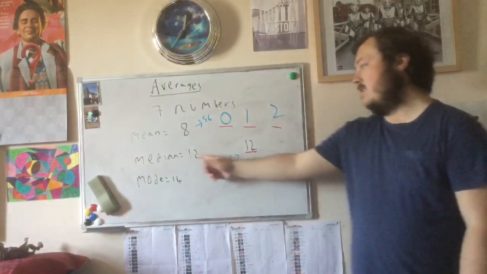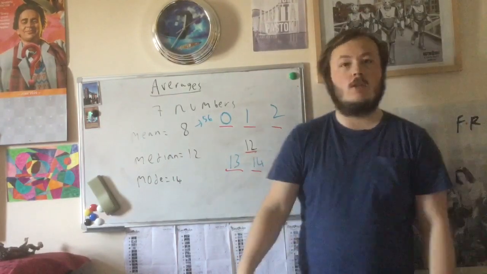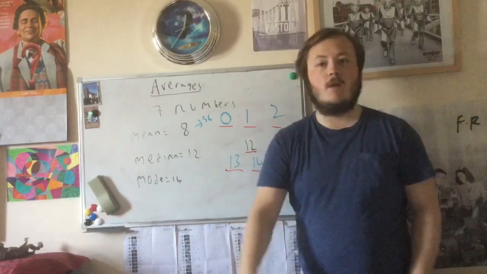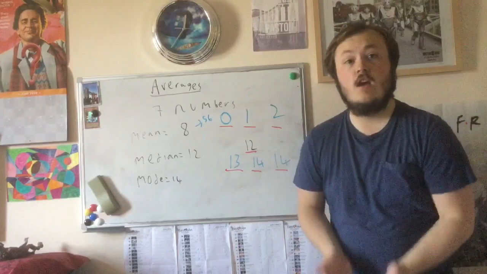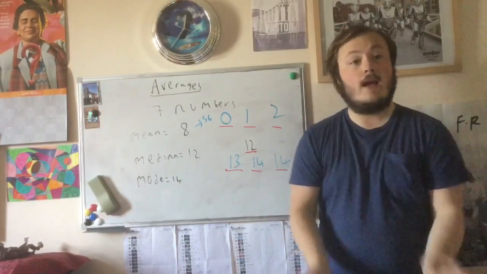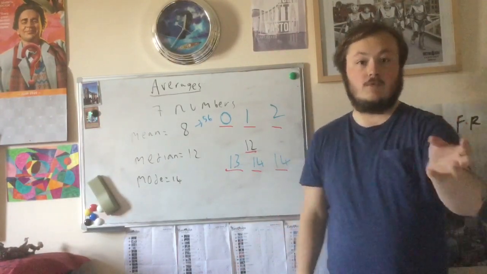We then got our median of 12, and because 14 is the only one that appears more than once, we get our mode of 14. Some of you might have gotten a slightly different answer to this, but this is how I see is the only way we can guarantee a good result.